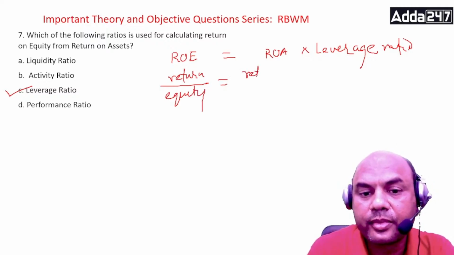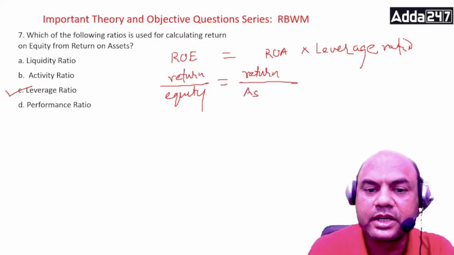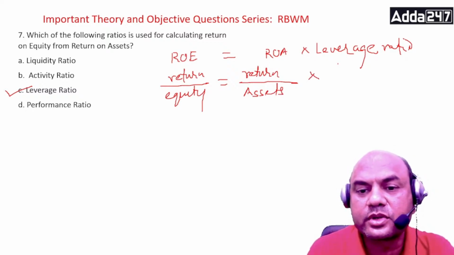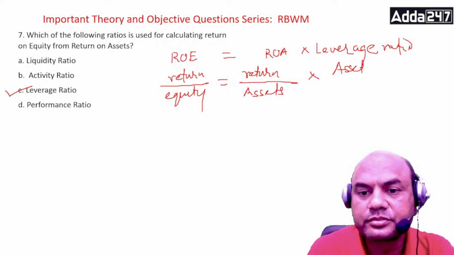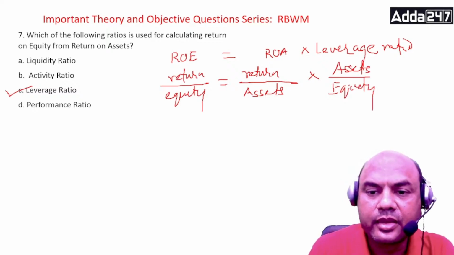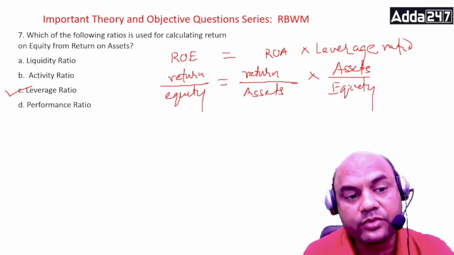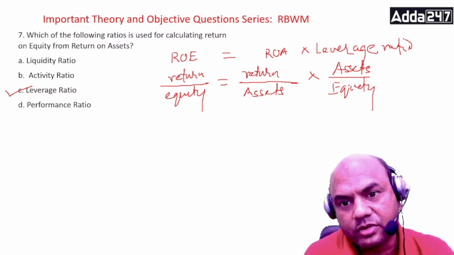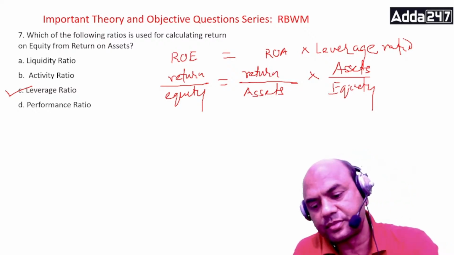Return upon assets. We actually call it average assets, but let's consider assets over here. Assets into leverage ratio, which is assets upon equity. Okay, so this asset gets cancelled and you get the answer. So this is the formula: ROE equals ROA into leverage ratio. Always remember this. Okay. Next one.